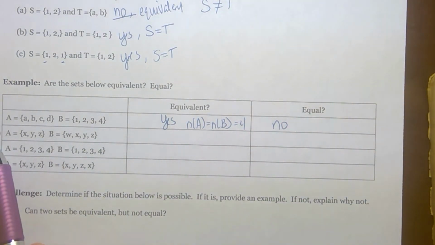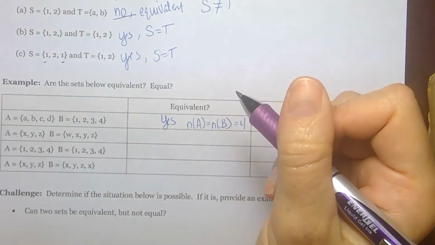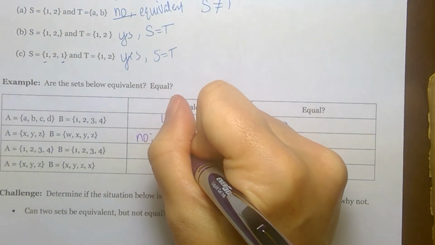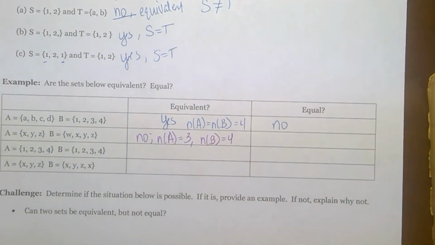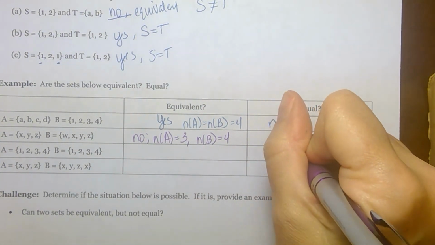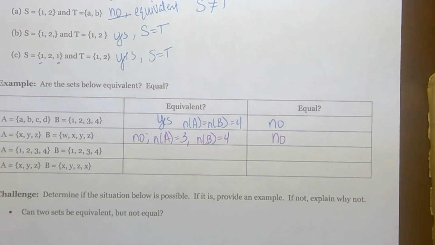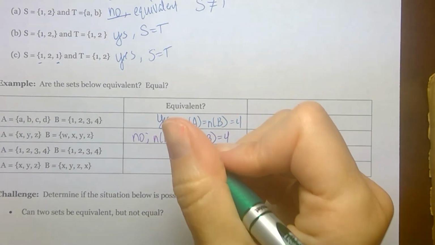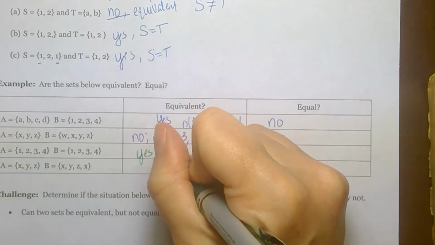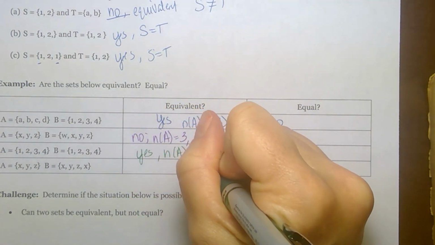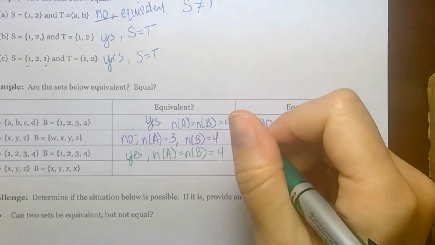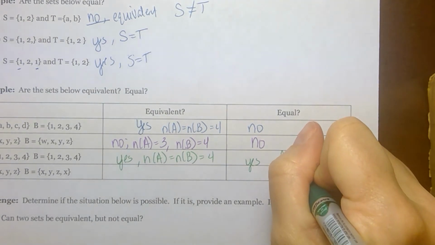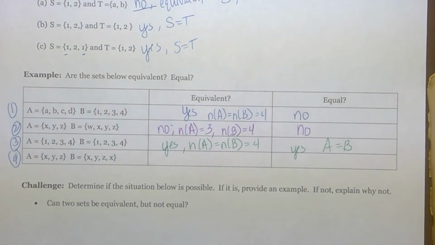What about for number 2? Are they equivalent? Well, no, because the cardinal number of set A is 3 and the cardinal number of set B is 4. If they're not equivalent, then they absolutely cannot be equal. What about number 3? These two are equivalent because if I look at their cardinal number, they have the same cardinal number. They both have 4 elements. And they are equal because those elements are the same 4 elements.